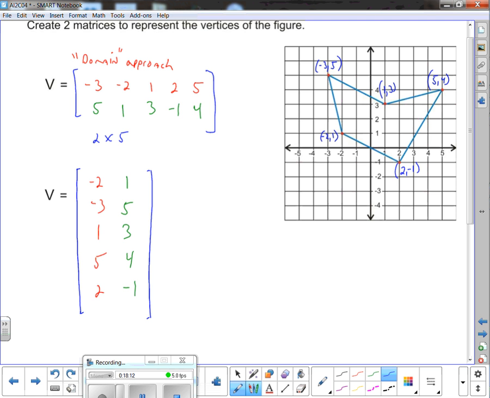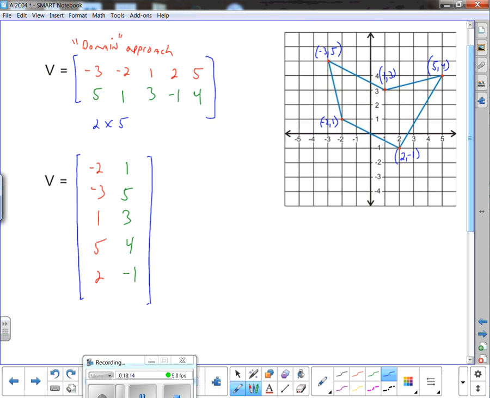Okay? So in this clockwise approach, I went clockwise around to list the points, and I also went vertically. In this, what do we end up with? A 5 by 2. Okay? So 2 by 5, 5 by 2.